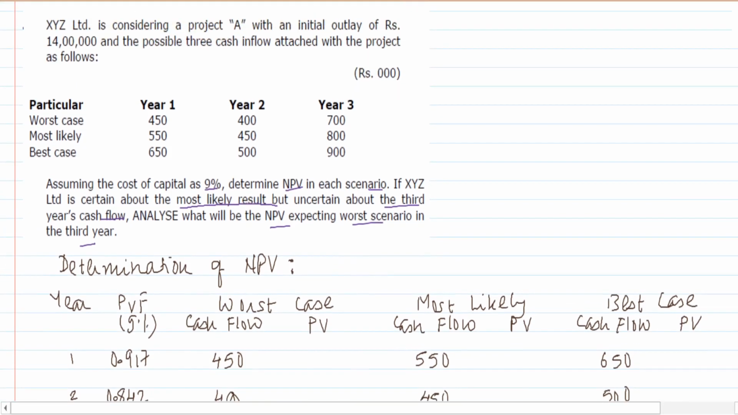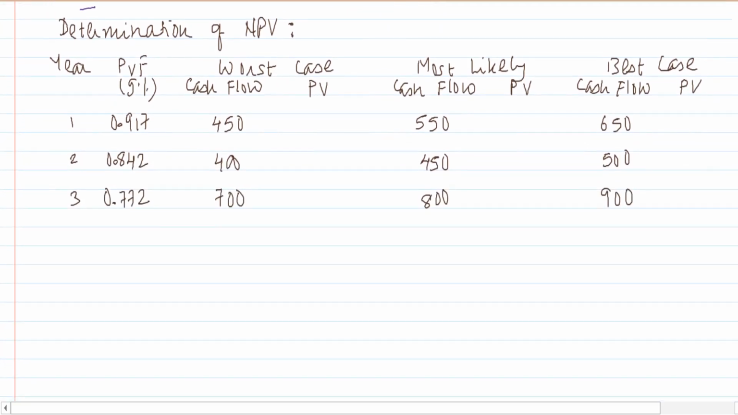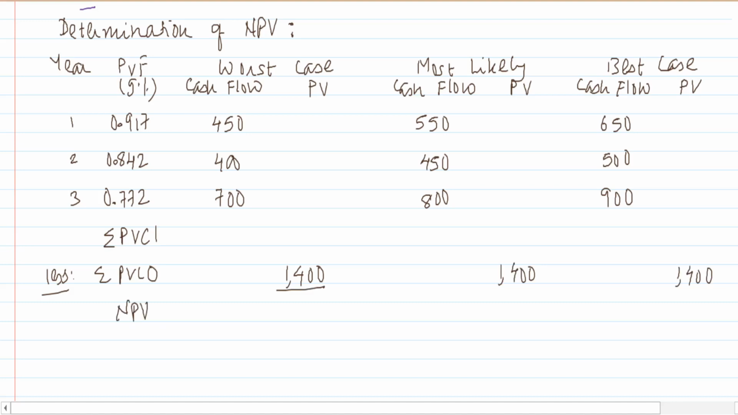Cost of the project is 14 lakhs. Figures are in thousands, so we'll consider that as 1400. So we are going to get the sigma PVCI, and from that I'll say less sigma PVCO. It's going to be 1400 everywhere, and that is what is going to give me the net present value.